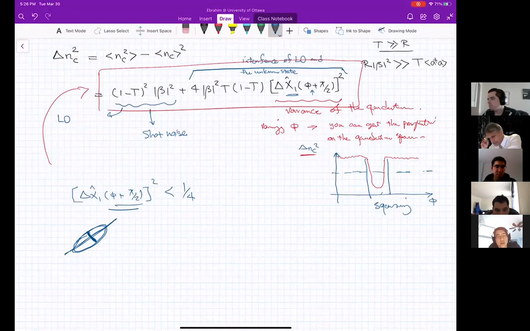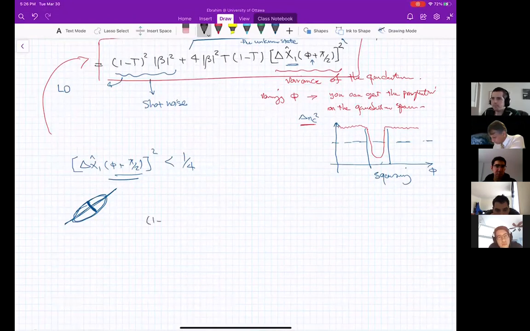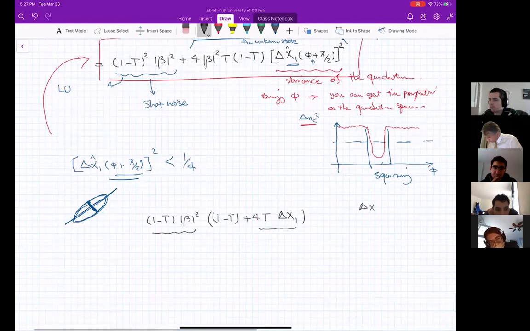So what is the value of, I have to write it in a different form. Let me take that one. So beta squared, if I have to take the beta squared to the power of 2, let me see if I can write that out. You have to play with the equation in order to see that. So 1 minus t beta squared, 1 minus t plus 4t delta x1. Okay, that is the constant one. And so if delta x1 is 1 divided by 4, then that term will be equal to 1.